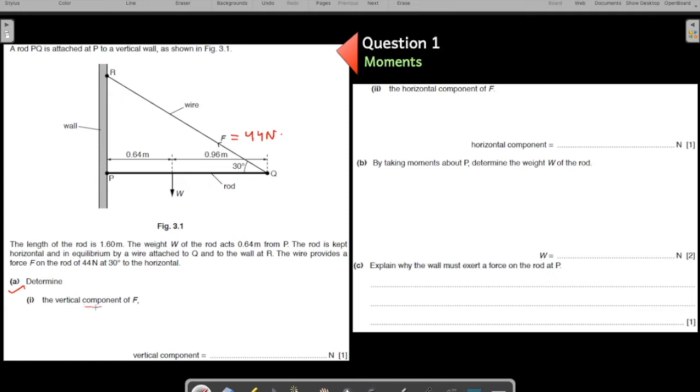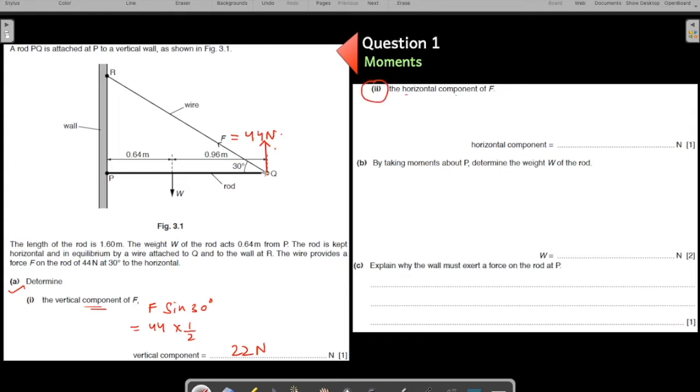Let us come to the question. Determine the vertical component of F. So what do we understand by the vertical component? It goes like this. This is the vertical component that they are talking about. So how much would it be? It would be F sine 30 degrees, right? F is how much? 44, sine 30 is half. So 22 newtons. This is an easy question to do.